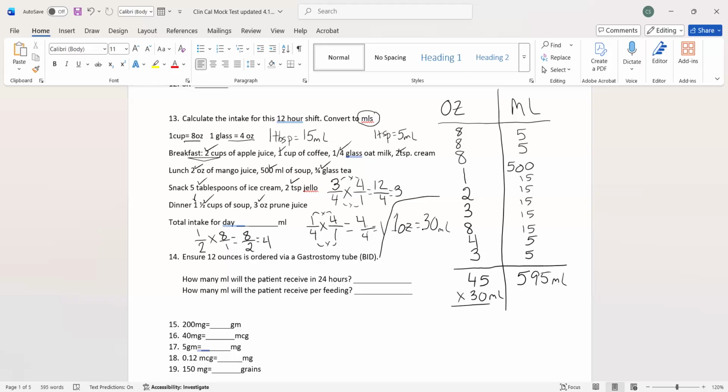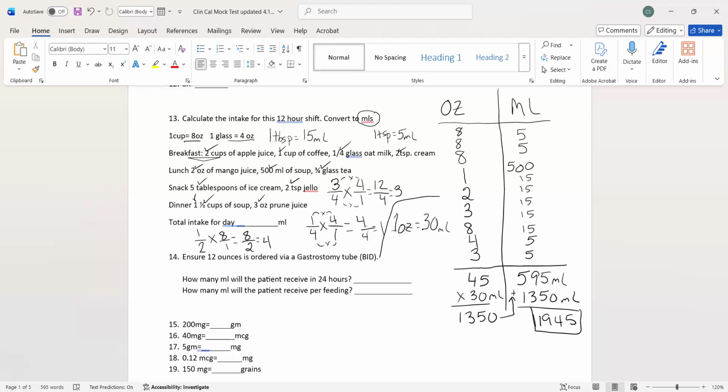So that would give me 1350. Okay, so now what do I need to do with that 1350? Add it to the 595. There we go. Then we're going to add it to that to give us a total of 1945. That was a lot, but that's one question.